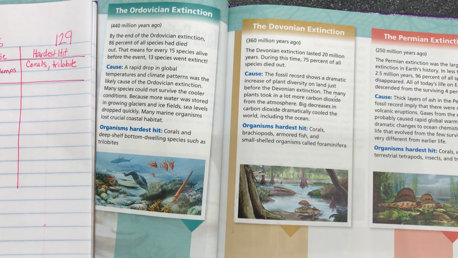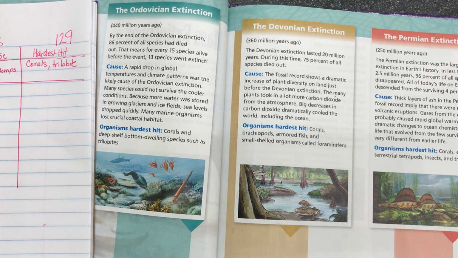The fossil record shows a dramatic increase of plant diversity on land just before the Devonian extinction. The many plants took in a lot more carbon dioxide from the atmosphere. Big decreases in carbon dioxide dramatically cooled the world, including the ocean. Organisms hardest hit were corals, brachiopods, armored fish, and small-shelled organisms called foraminifera.